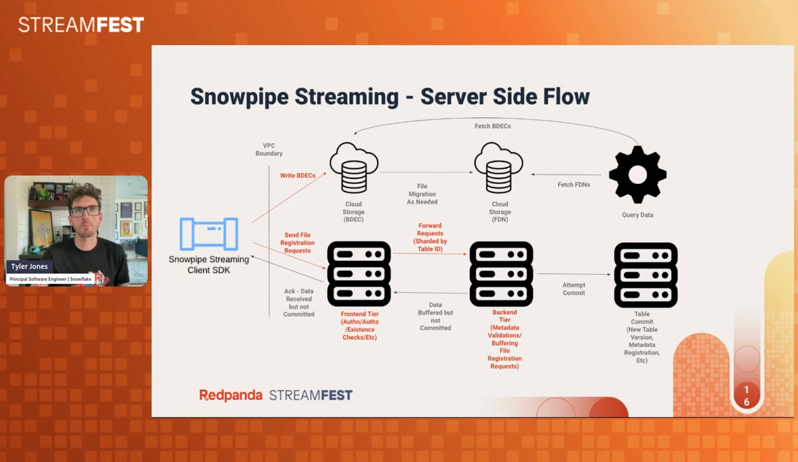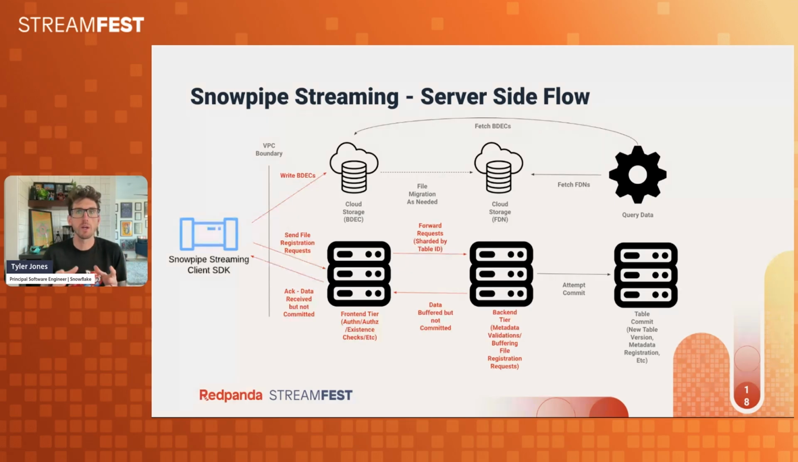And it will acknowledge back to the client via the front-end tier that data has been received, but it's not yet committed. If the buffering tier goes down at this point, that data is lost and the client needs to replay it. It's sort of equivalent to the ACK equals 0 acknowledgement that Kafka offers. So at this point, when the Snowpipe Streaming Client SDK gets back this acknowledgement, it'll continue to send more data.